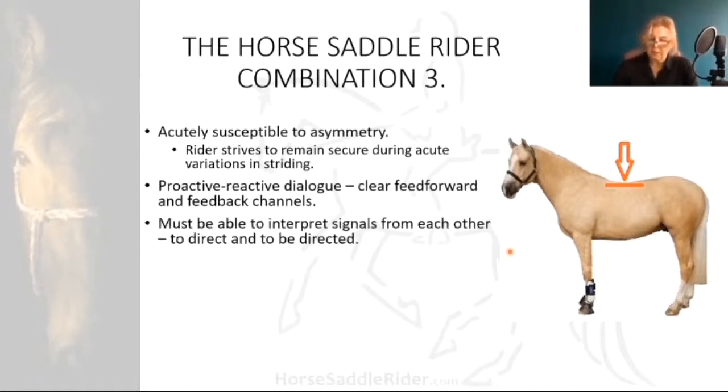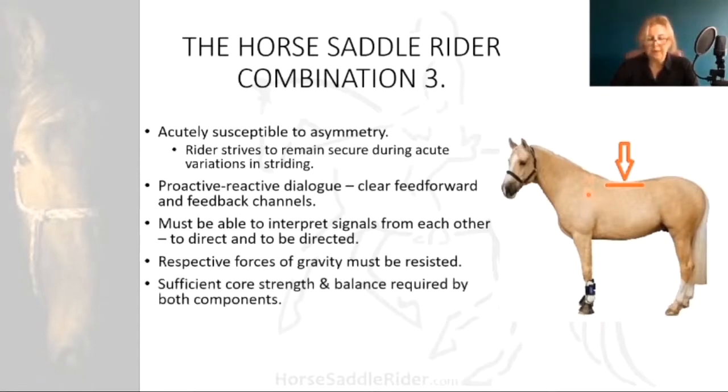And they must be able to interpret signals from each other. So the rider is directing, and the horse is to be directed. Respective forces of gravity must be resisted. So they both equally have the same forces of gravity, but the balance is different. As I said, the rider is dealing with balance that's coming from below, and the horse is dealing with balance as it comes from above. And both components need sufficient core strength and balance.